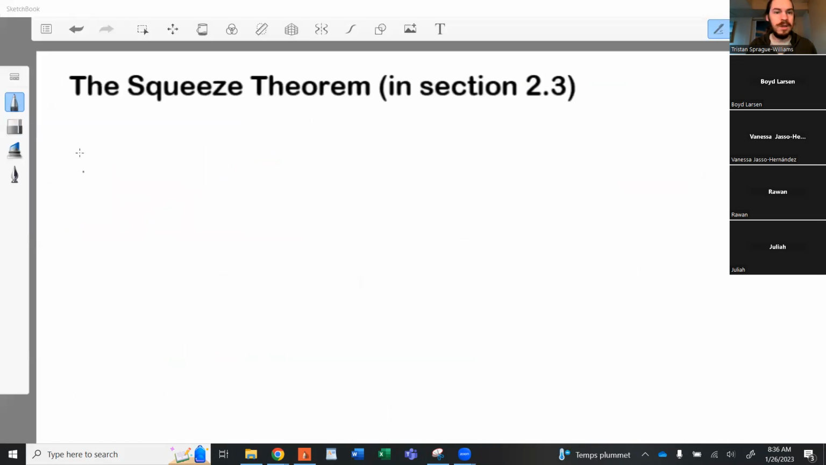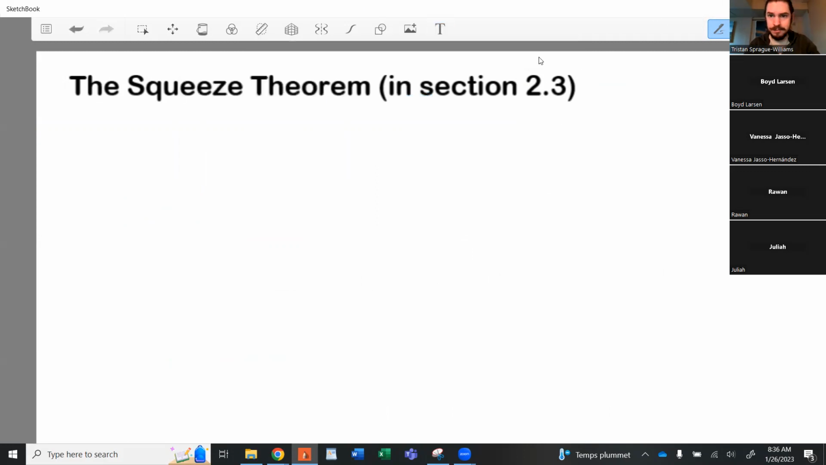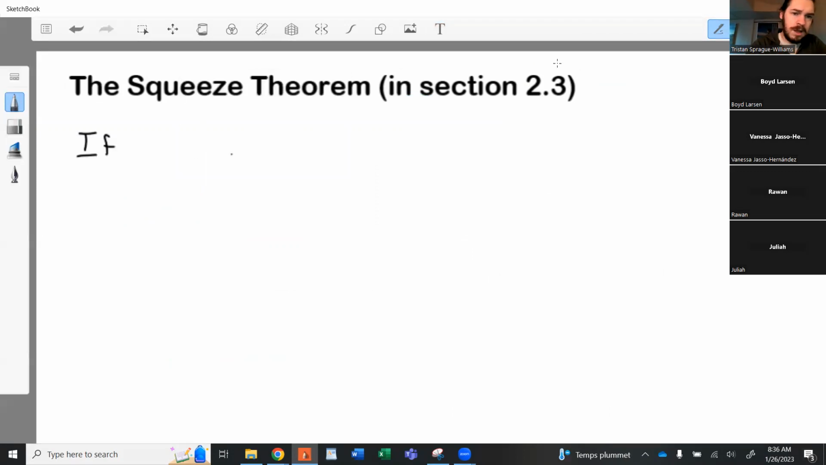All right, let's take a look at this other theorem. The squeeze theorem is a technique for solving a limit. And it says this. I'm not going to type this time. It says, if you have three functions, f of x, g of x, and h of x, and if you have this inequality, f of x is less than or equal to g of x, which in turn is less than or equal to h of x.